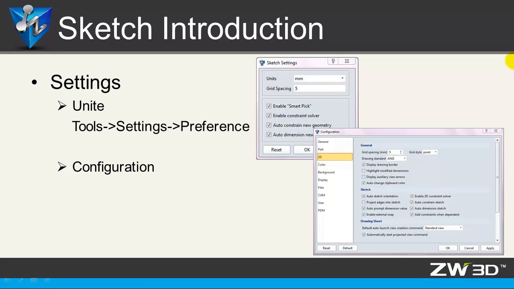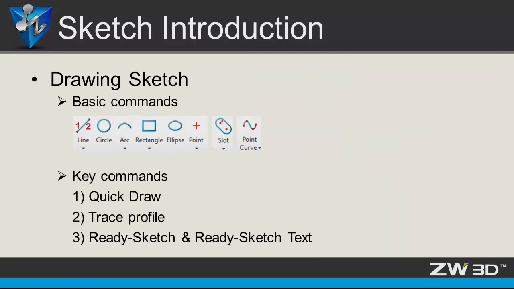First, settings. Open the software. Choose the tab Tools, find the Settings column, and click Preference. In this dialog, you can set the sketch unit as mm. Some general parameters could be set in configuration if you would like to customize them.